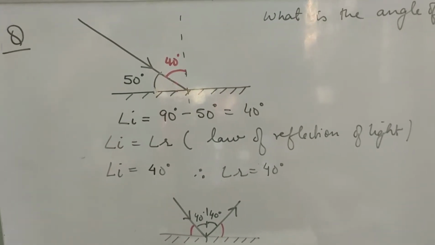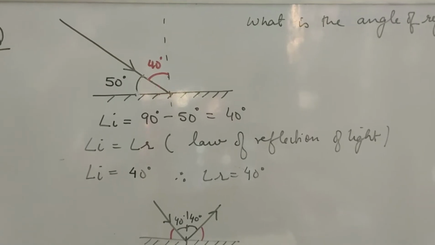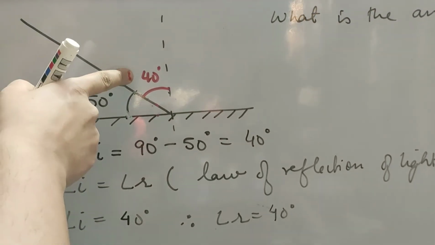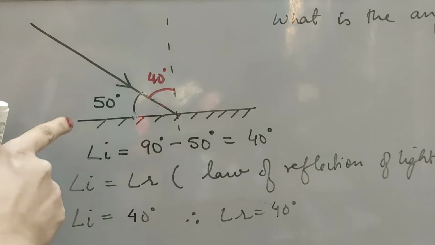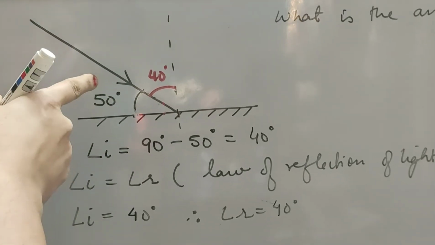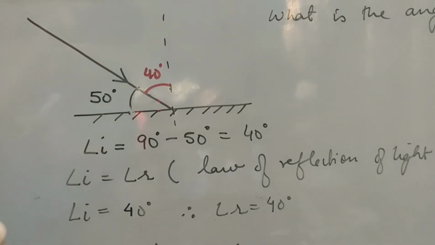So the difference between the previous question and this one was that this time the angle of incidence was not directly given in the question. You had to calculate it. The angle which the incident ray is making with the mirror is given.